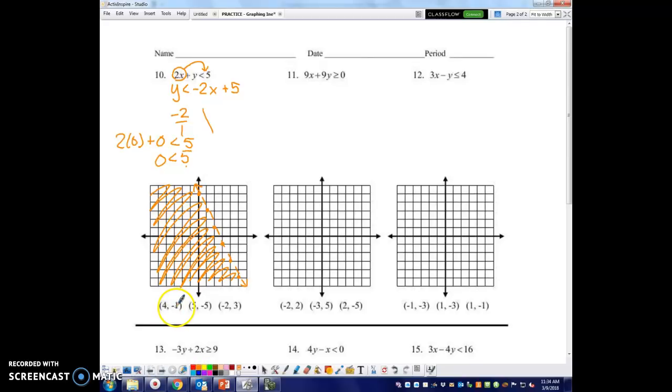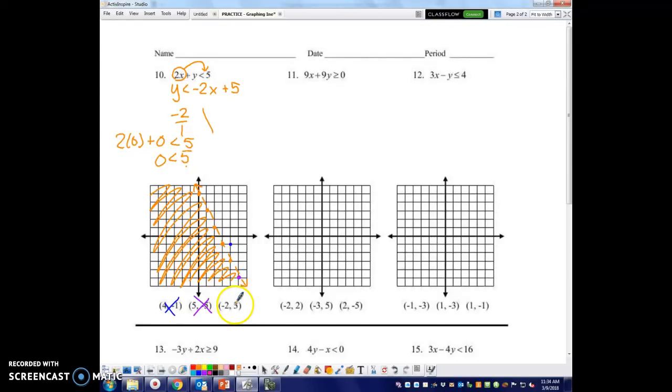So now let's test our points. 4, negative 1. 1, 2, 3, 4, negative 1. Does that one count? No. Next one. 5, negative 5. 1, 2, 3, 4, 5. This one's on the line. Does it count? Not on a dotted line, it doesn't.